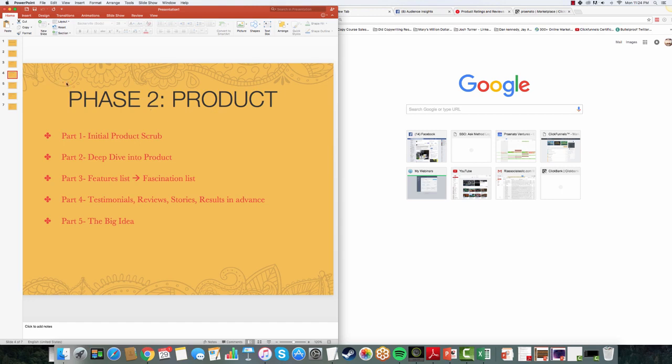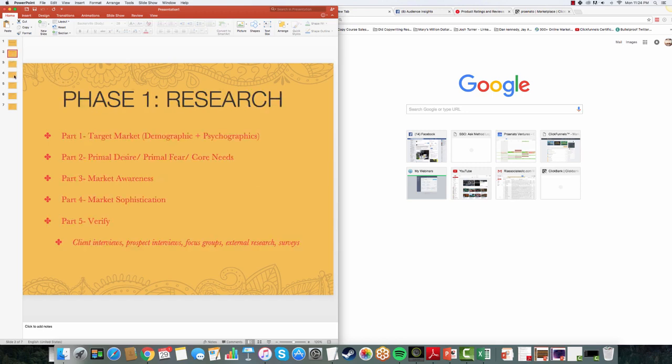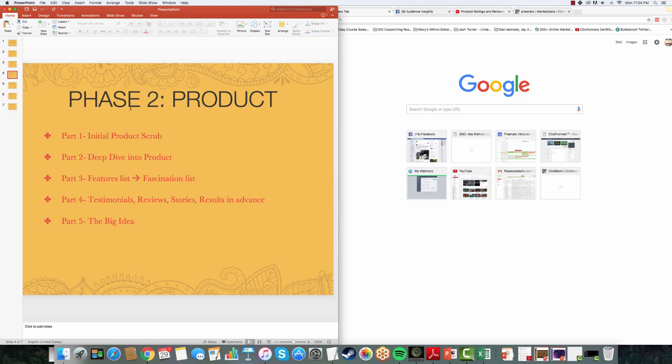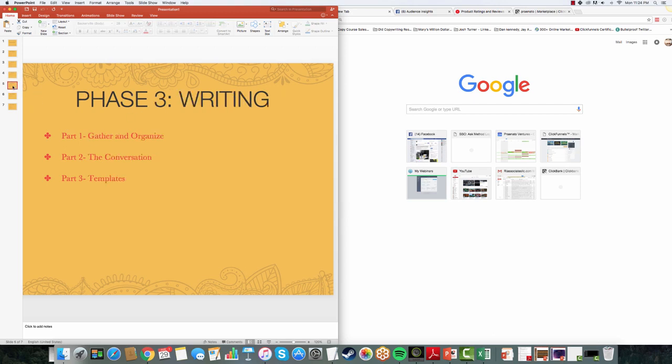You can break down these phases into as much time or as little time as you want. Just keep in mind that the research phase is the most important, followed by the product phase, followed by the writing phase, followed by the revision phase. So, phase two, product, do not skimp on this. Go through the product as deeply as you can.